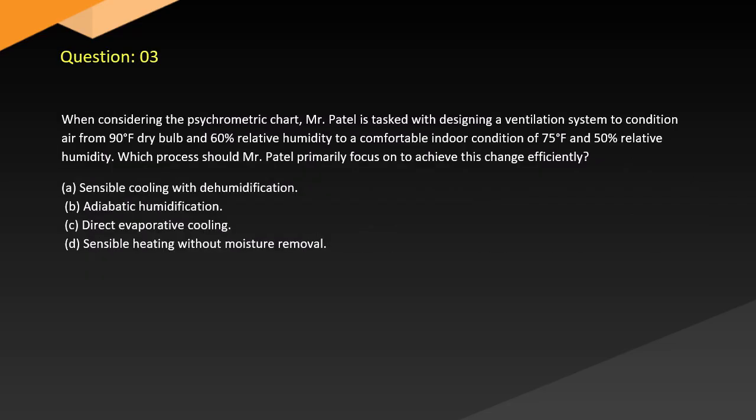Question 3. When considering the psychrometric chart, Mr. Patel is tasked with designing a ventilation system to condition air from 95 degrees dry bulb and 60% relative humidity to a comfortable indoor condition of 75 degrees and 50% relative humidity. Which process should Mr. Patel primarily focus on to achieve this change efficiently?